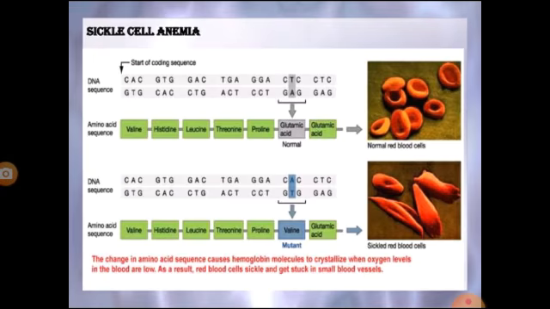Now we move toward the second disease, which is again a disorder known as sickle cell anemia. This disorder is caused due to a defective recessive gene. Okay, it is caused due to the defective recessive gene.